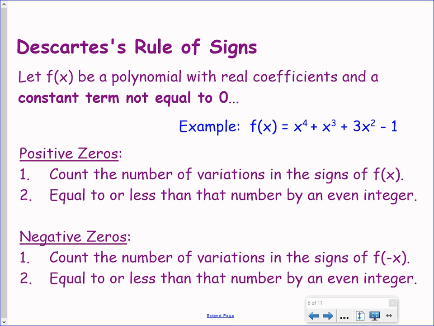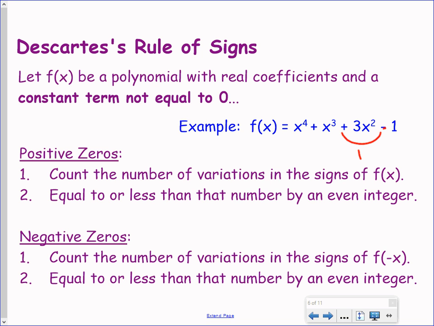Positive zeros. You are going to just look at your polynomial function and count the number of variations, so that means changes in the signs in f of x. So here's my example in blue. f of x equals x to the fourth plus x cubed plus 3x squared minus 1. This very first term is positive, so there's no change to the cubic term. There's no change to the quadratic. How many changes do I have? 1. Okay, so I have 1 change.